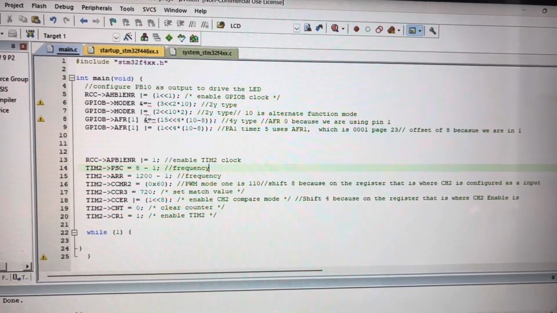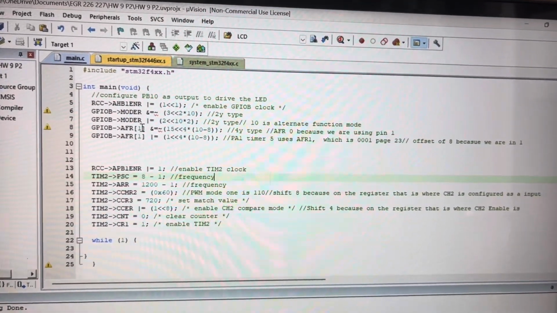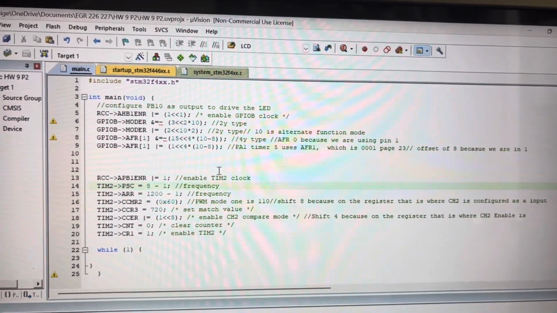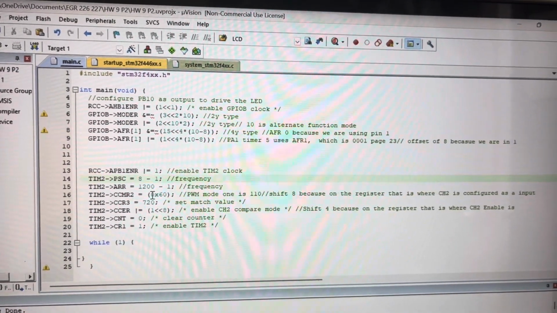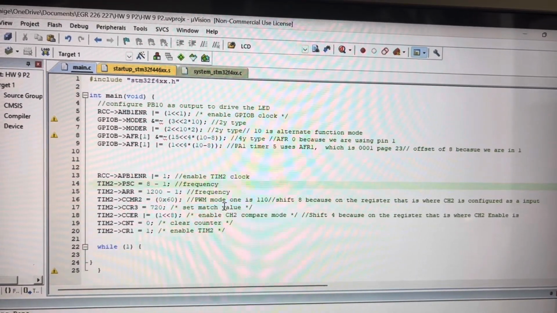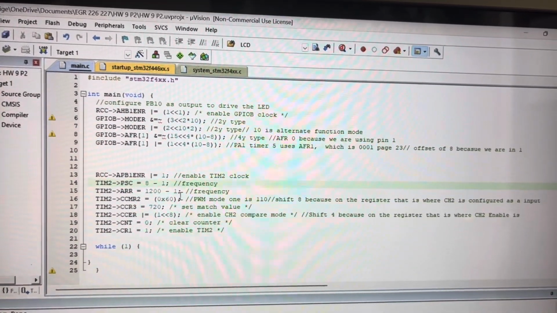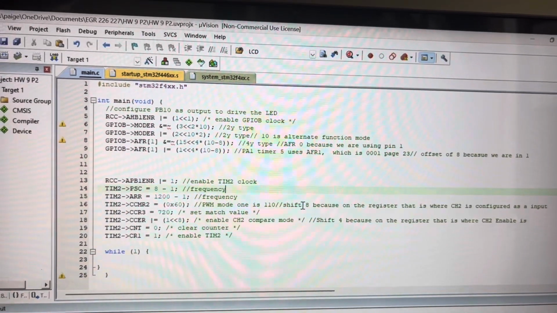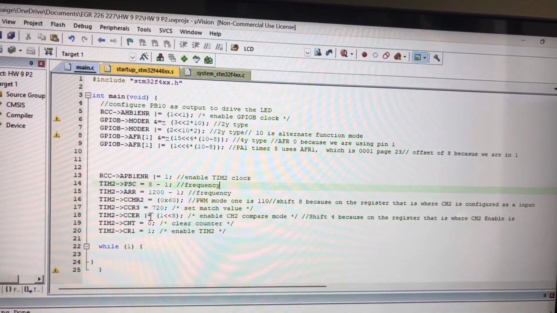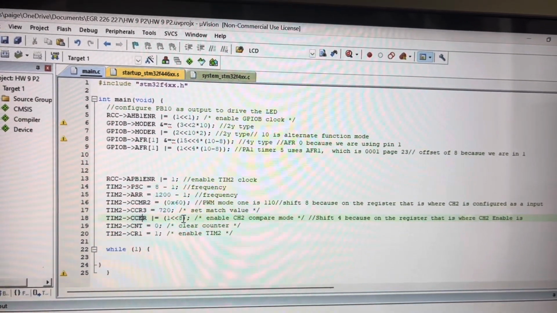And then up top, we are now using AFR1 instead of 0 since we're using pin 10. And that means I had to do an offset of 8 to get into that register. And then down below, I removed the offset that I had before to just the PWM mode not shifted because we're now in the new register and the mode that we want, where it's configured timer 3 as an input, is right at that 0 bit, so it doesn't need to be shifted. And then I shifted the CCER 8 this time because in the register, that's where channel 3 is enabled.